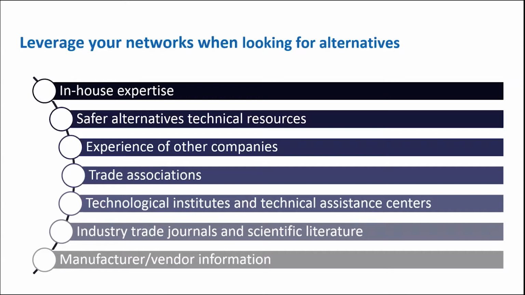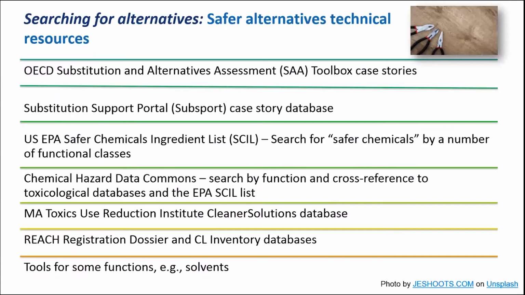Government and university technological institutes and technical assistance centers. Scientific discoveries found in industry trade journals, scientific literature, or patent applications. And manufacturer and vendor expertise. There are numerous technical resources that you should be aware of and accessing at this stage of your AOA. We'll talk about each in a bit more detail in subsequent slides.